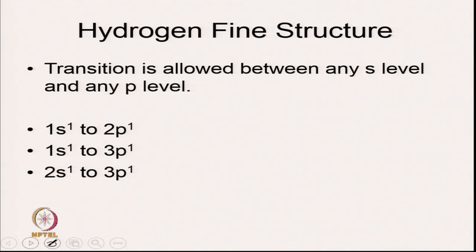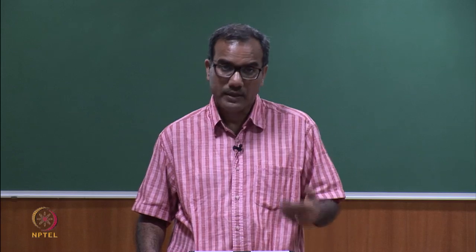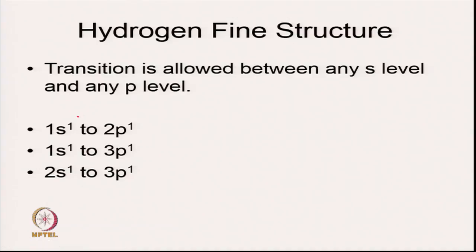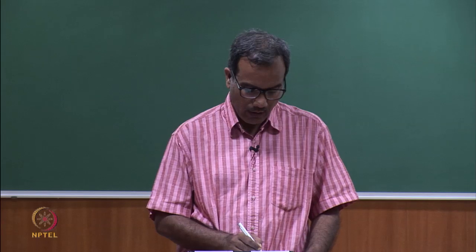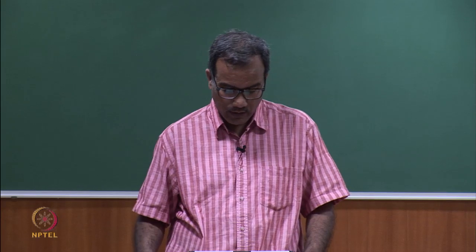Okay, the selection rule I already told you, so I am not going to discuss it. The only thing you need to know is that delta n can be anything and delta L should be plus minus 1. What that means is the transition is allowed between 1S1 to 2P1, and 1S1 to 3P1 also, because for delta n there is no condition, and then you can have 2S1 to 3P1. So, all these kinds of transitions are allowed.